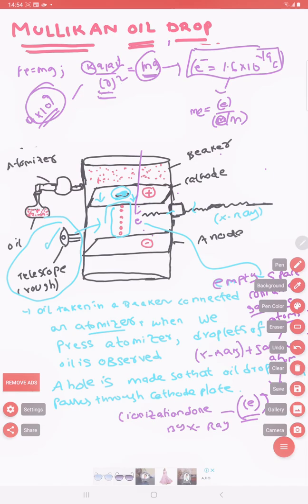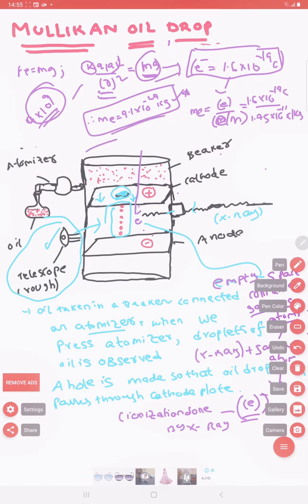E by m, right? You could calculate it like this: 1.6 into 10 power minus 19 coulomb by 1.75 into 10 power minus 11 coulomb per kg. And simply the mass of the electron is 9.1 into 10 power minus 27 kilogram. See, from Millikan's oil drop experiment, the mass of the electron is obtained, then the charge of the electron is obtained.